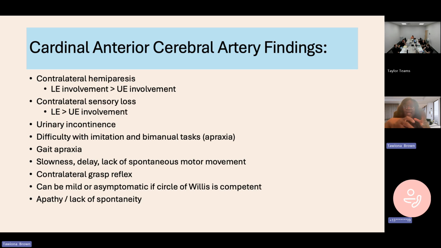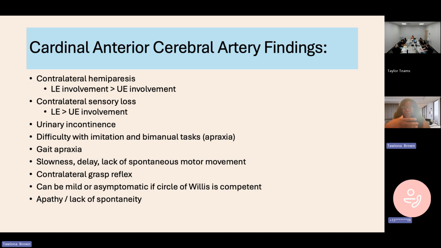Okay. You'll have gait apraxia because of the effect more so on the lower extremities. There's going to be a slowness or a delay or a lack of spontaneous movement. And that's because of that little bit of blood supply to the basal ganglia for that initiation of motion, right?